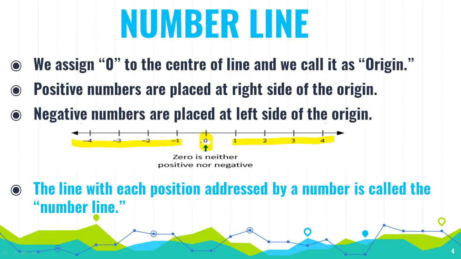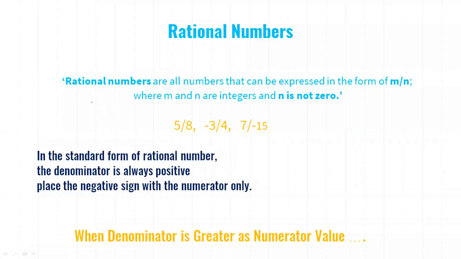We assign 0 for the origin, and the positive numbers are placed on the right side of the origin and the negative numbers are placed on the left side of the origin. But what about the rational numbers? Rational numbers are those that can be expressed in the form of m divided by n, just like these numbers. But remember that in the standard form of a rational number, the denominator is always positive, so place the negative sign with the numerator value just like this.